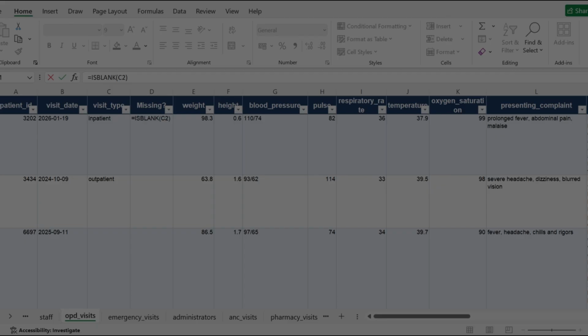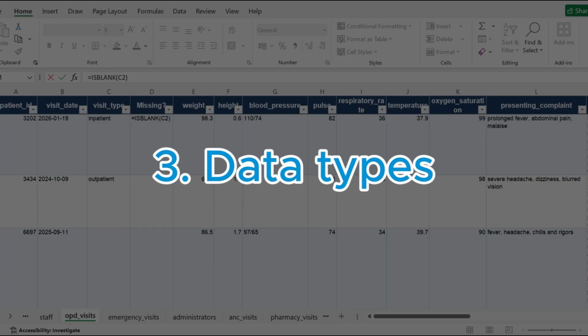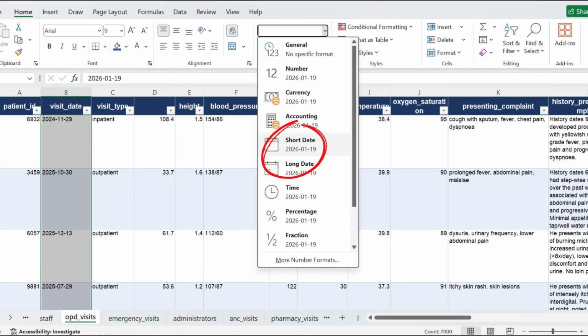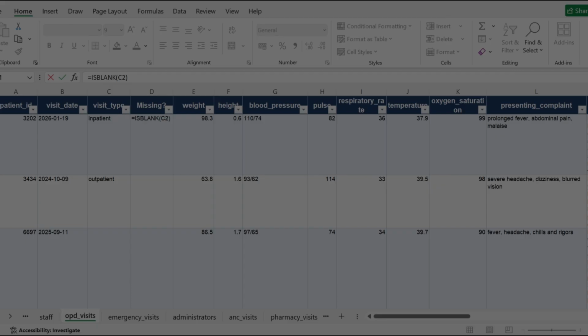The next step is verifying column data types. This is a crucial but overlooked aspect of data cleaning. We'll inspect each column and determine whether it contains the correct type of data. For example, visit dates should be recognized as dates. Incorrect data types can lead to calculation errors, sorting problems, and inaccurate analytical results.